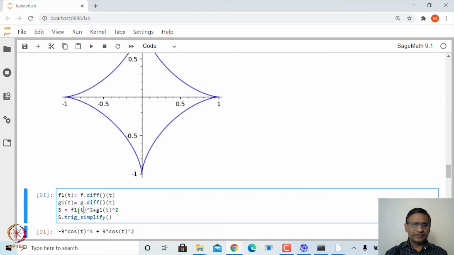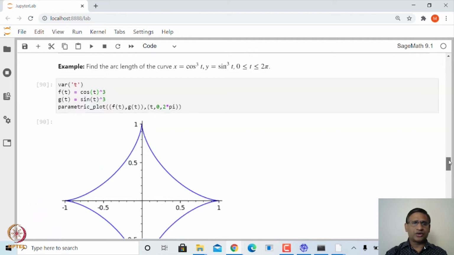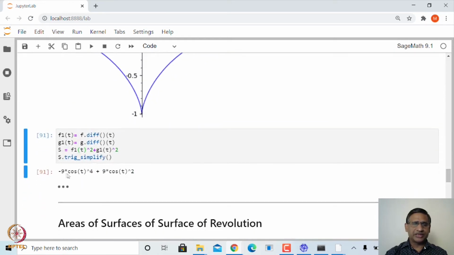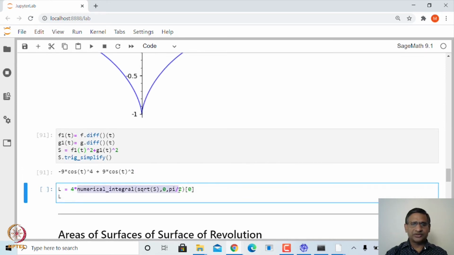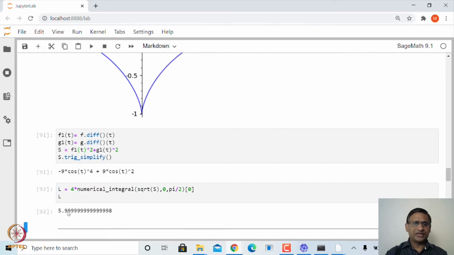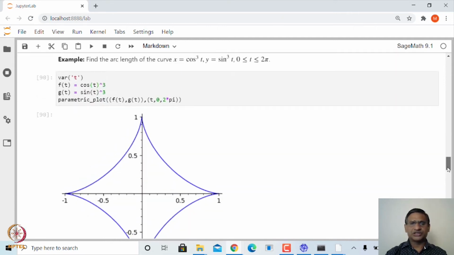This is ds square, which is f1(t) whole square plus g1(t) whole square, where f1 and g1 are derivatives of f and g. Here we have taken the x coordinate as f(t) and the y coordinate as g(t). Now take the numerical integral of this from 0 to pi by 2, because in the first quadrant t varies from 0 to pi by 2, and multiply this by 4. This is actually 5.9999, so this is 6. The total arc length for this curve is 6.